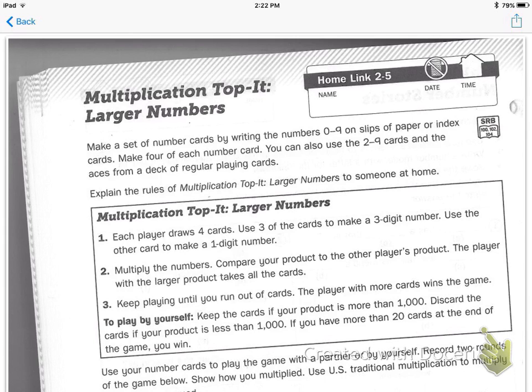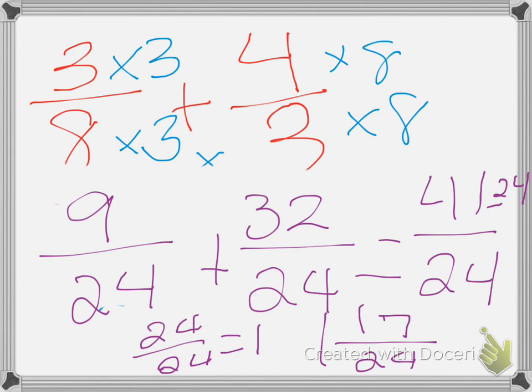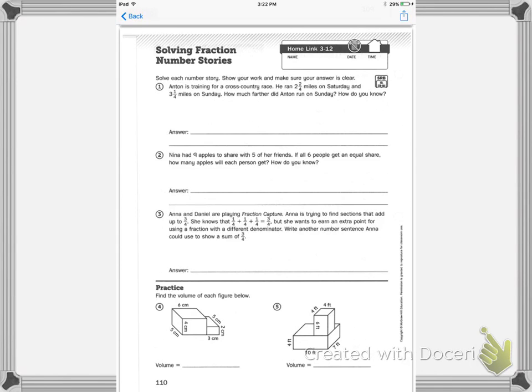Your homework looks like this. We're going to do the first one together. You have to do 2 and 3 on your own. The bottom is practice. Find the volume. Length times width times height.